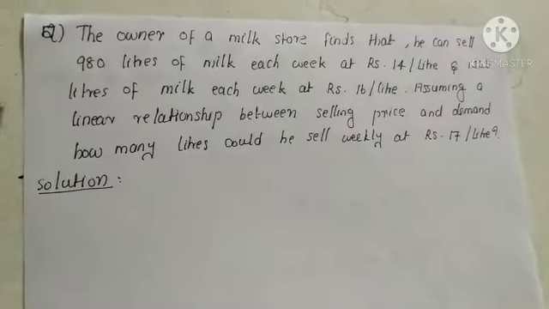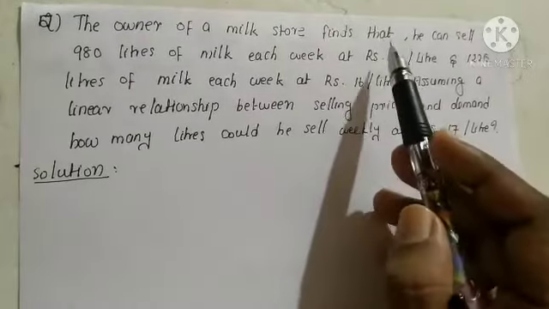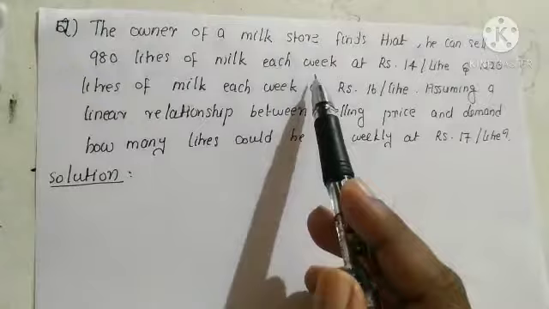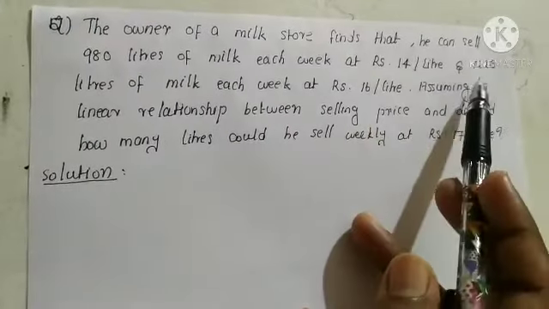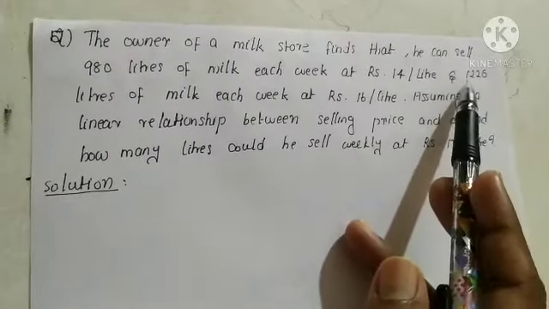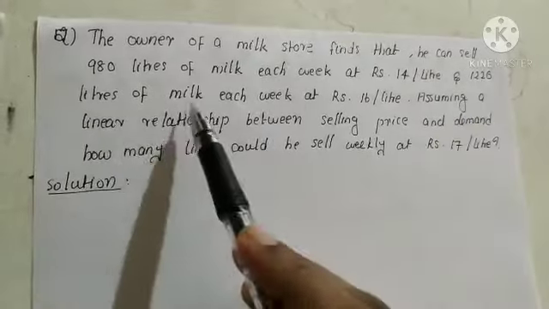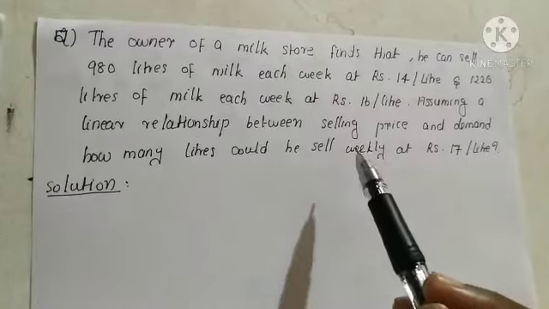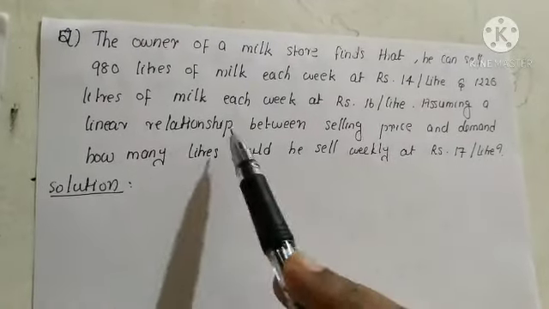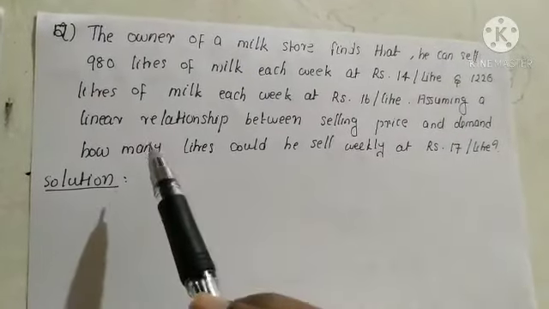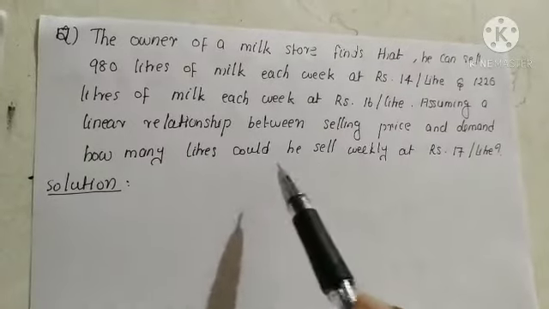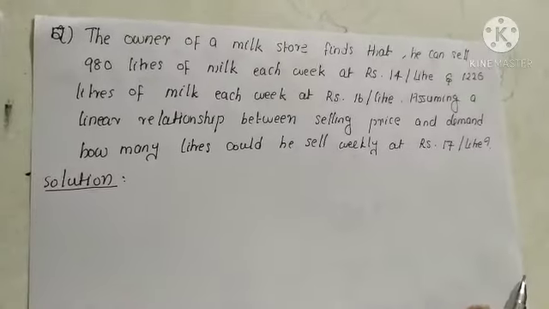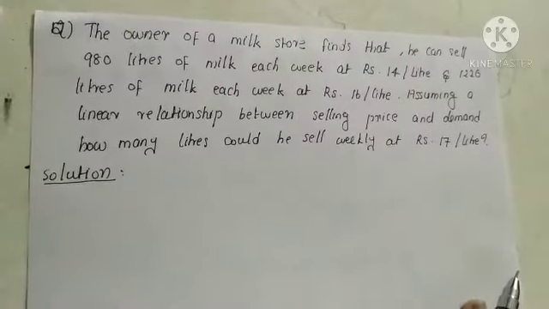This is our next question. The owner of a milk store finds that he can sell 980 liters of milk each week at rupees 14 per liter and 1220 liters of milk each week at rupees 16 per liter. Assuming a linear relationship between selling price and demand, how many liters could he sell weekly at rupees 17 per liter? Okay, so let's start the solution of this question.